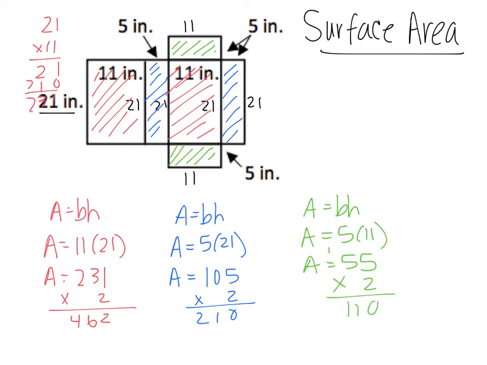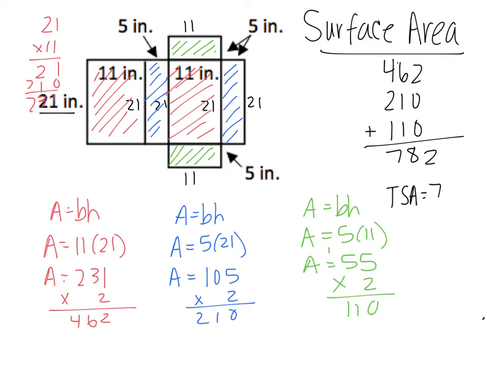Now the final thing that we do to get all of the shapes together is to add them all together. So you do 462 and 210 and 110, and we're going to add it all together. So I have 2, 8, and 7. So my total surface area, TSA, is 782 inches squared. Now the reason why I did inches squared is because we're still dealing with area. I'm not filling anything, I'm just doing the area, the outside covering of it.